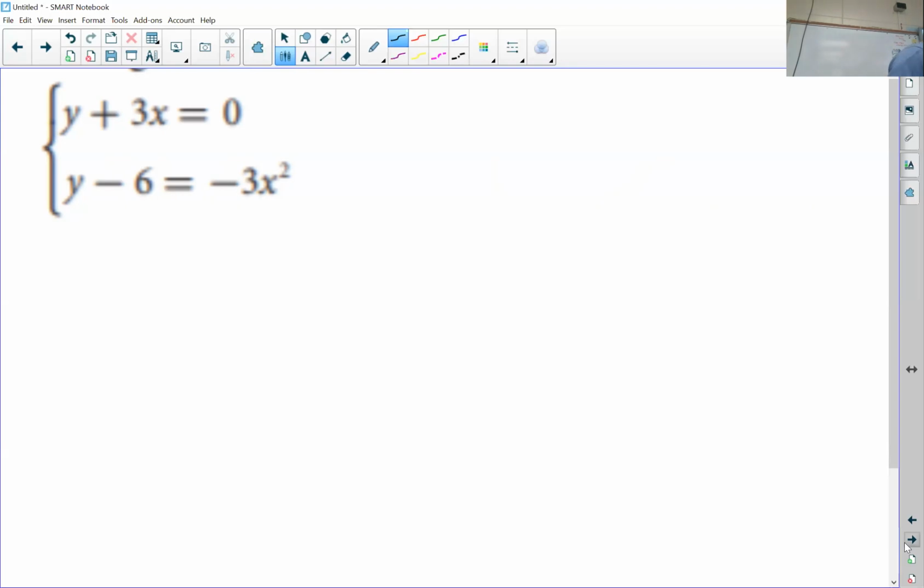I have trained you to pick on the little guy. Which one of these is the little guy? See the one on the top, right? It's not squared. That's always automatically a good thing, right? So let's take that y plus 3x equals 0 and let's isolate which variable? The y. So it's going to be y equals negative 3x. Now, the next step in substitution is where I actually substitute, correct? Where do I substitute? In for y.